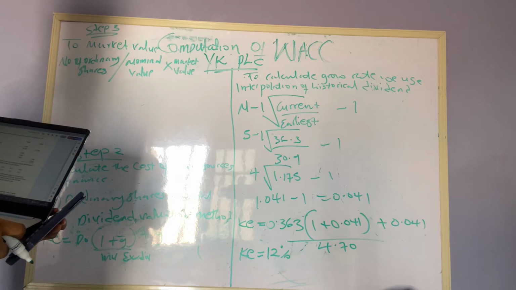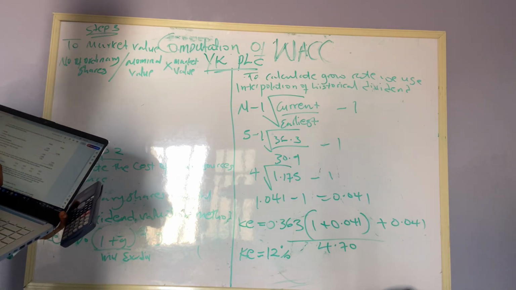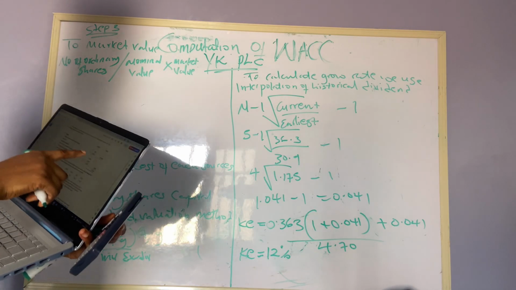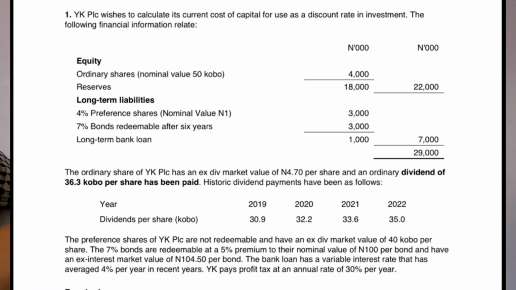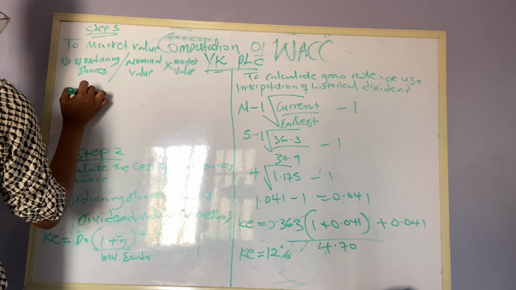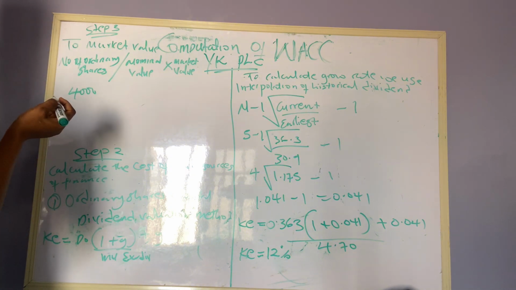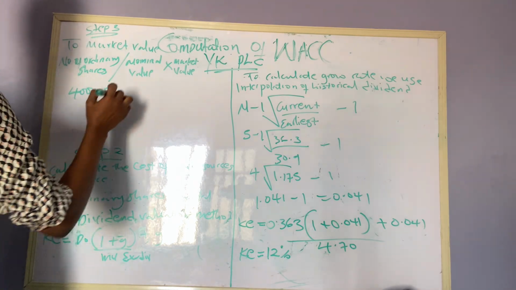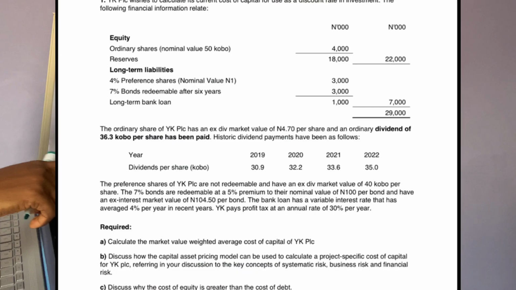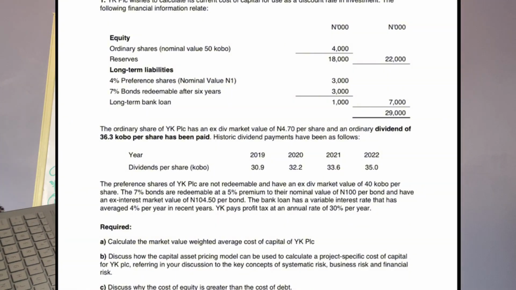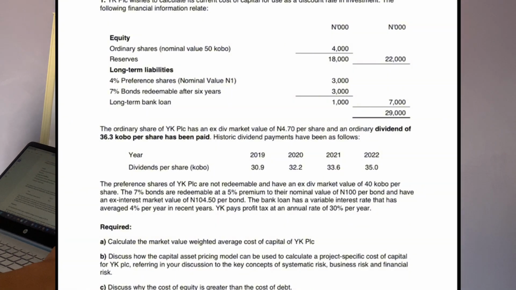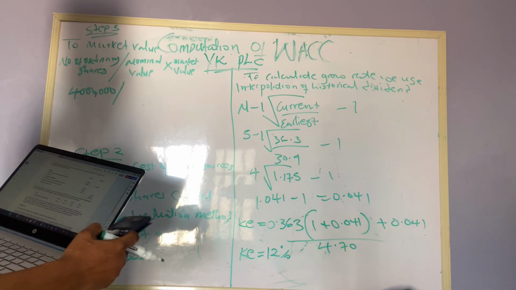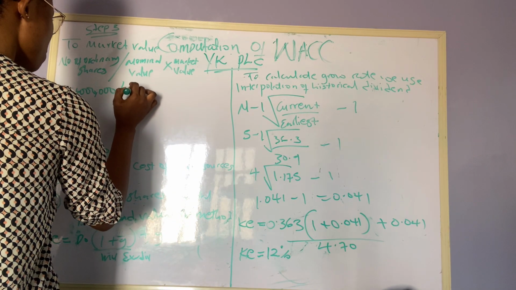So now, the number of ordinary shares in our question is 4 million. Although it's 4 million, let's just say 4 million, right? So divided by nominal value. What's our nominal value? Nominal value of 50 kobo. So that 50 kobo, we are going to divide it by 100. It will give us 0.5.